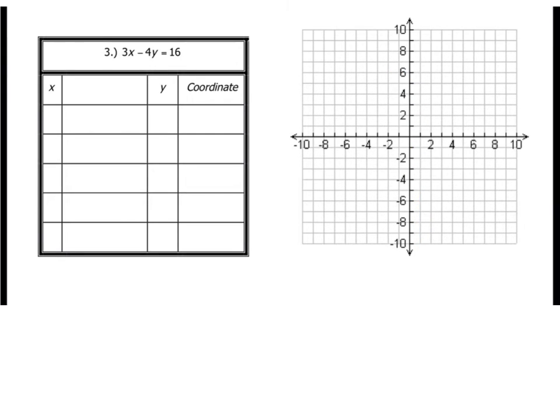All right, the next one, this is kind of funny. I don't know why it has a 3 right here, because this is really our second one, but whatever. Anyway, you will notice that you don't have it isolated for y. So first, we want to isolate for y. So we have 3x minus 4y equals 16. I know you thought that you were done isolating for y, but everything builds on the next lesson, so sorry.